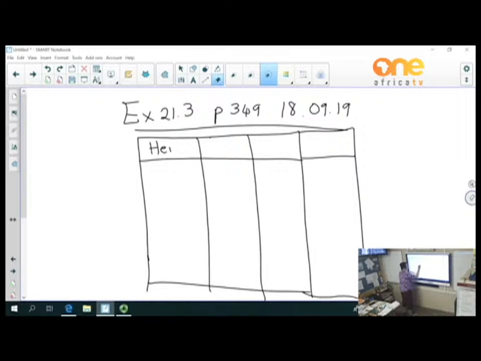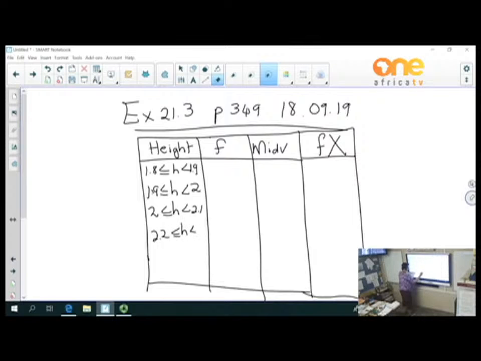So this is then the height. This is the frequency. And this one we're going now to call mid value, because we get the mean with mid values, and that one is fx. Now, I think it should be better if you write it like this: 1.8 is less than or equal to the height, which is less than 1.9. Otherwise, we're going to struggle. 1.9 is less than or equal to the height, which is less than 2. Then 2 is less than or equal to the height, which is less than 2.1. And so on up to 2.4. So that's the columns that I have there. Now the frequencies are 2, 5, 10, 22, 7, and 4.